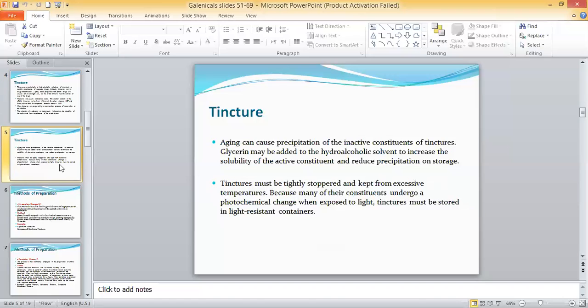Tinctures must be stored in tightly stoppered bottles, and they should be kept away from high temperatures, otherwise if they are exposed to high temperatures, their active constituents may degrade. Their potency may decrease, and they may undergo a photochemical change when they are exposed to light. So tinctures must be stored in amber colored bottles or light resistant containers. They should be tightly stoppered because they contain alcohol, and alcohol is volatile. It may evaporate, so they should be stored in tightly closed containers.